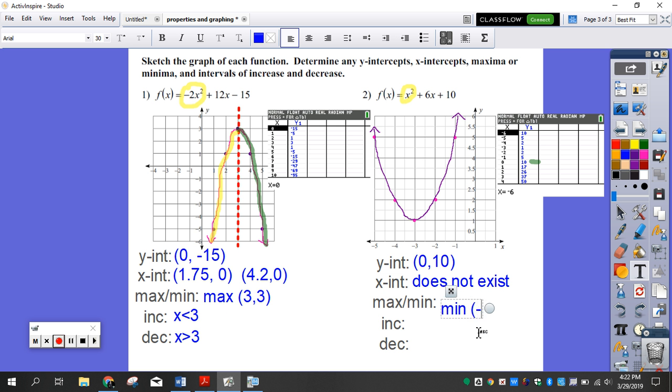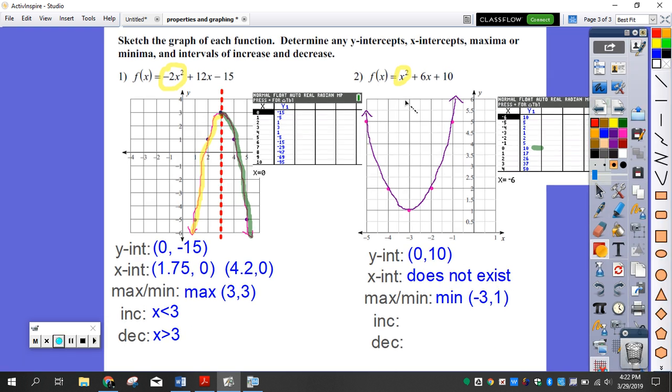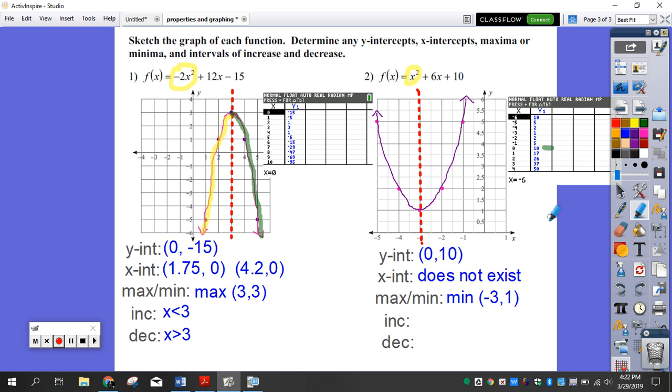So negative 3, 1. Increasing and decreasing. Again, if you want to sketch your axis of symmetry to kind of break it in half, it's right there through the vertex. And we kind of switch because when our parabola is pointing downward, it increases and then decreases. But when your parabola is pointing upward, starting on the left, it decreases first and then switches to increase.